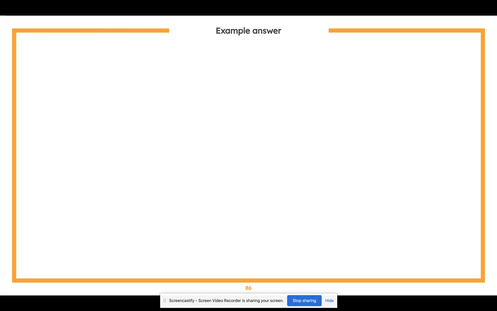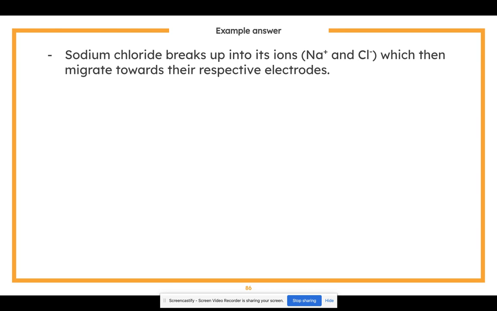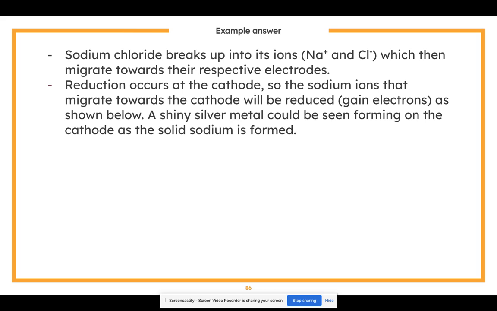I've finished waiting. Okay. So an example answer is something like this. Sodium chloride breaks up into its ions, Na+ and Cl-, which will then migrate towards their respective electrodes. Reduction occurs at the cathode, so the sodium ions that migrate towards that cathode will be reduced. They will gain electrons, as shown below. A shiny silver metal could be seen forming on the cathode as the sodium solid is formed. And then there is the reaction.